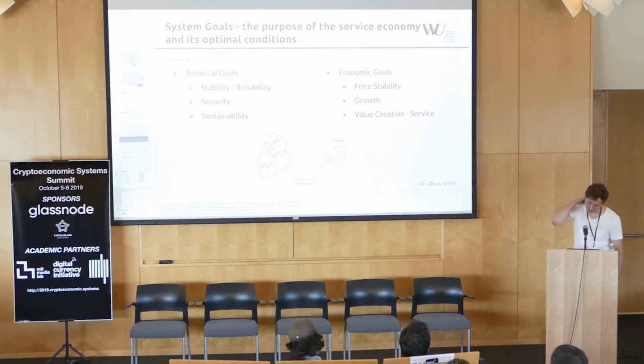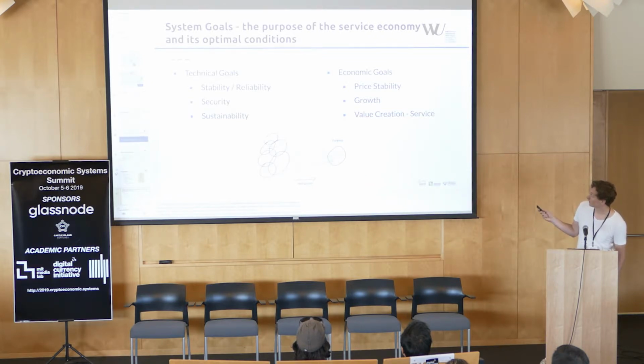The first thing that we needed to do with them was to define the system goals. If we have a purpose-driven token, we can also have purpose-driven economies. And since we are talking about cyber-physical systems, we have technical goals on the one side and economic goals on the other side. Whenever you operate this service economy, you want it to be reliable, secure, and sustainable. This is what you have to look at from a technical perspective, because this is infrastructure, it is mission critical, and it will interact with other infrastructures or devices, so you need to rely on it working.